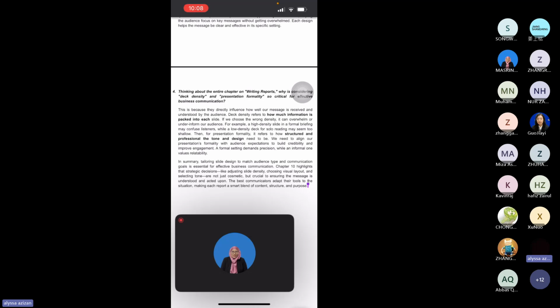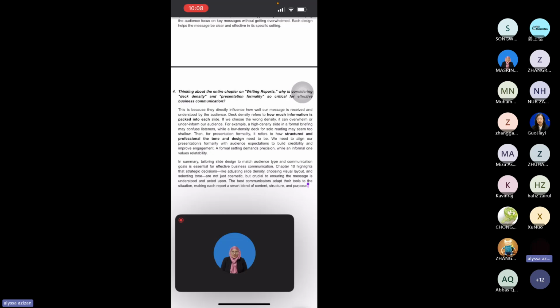So deck density refers to how much information is packed into each slide, and if we choose the wrong density, it can overwhelm or underinform our audience. For example, a high density slide in a formal briefing may confuse listeners, while a low density deck for solo reading may seem too shallow.